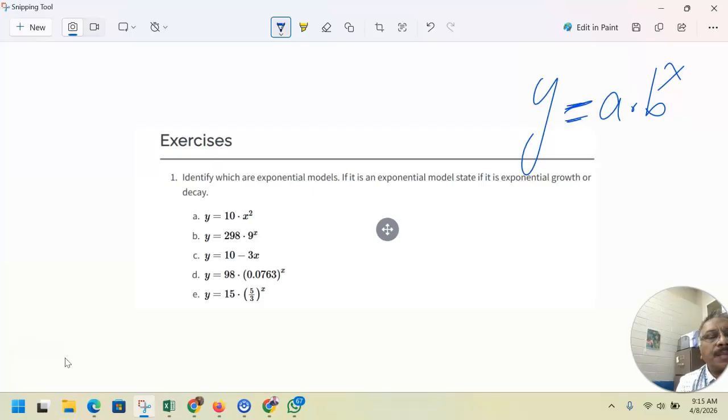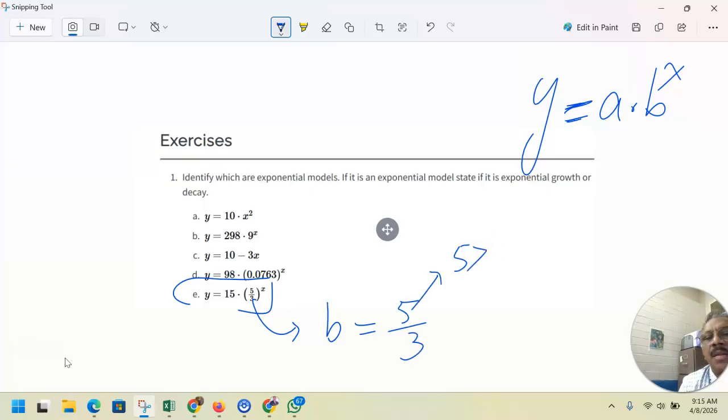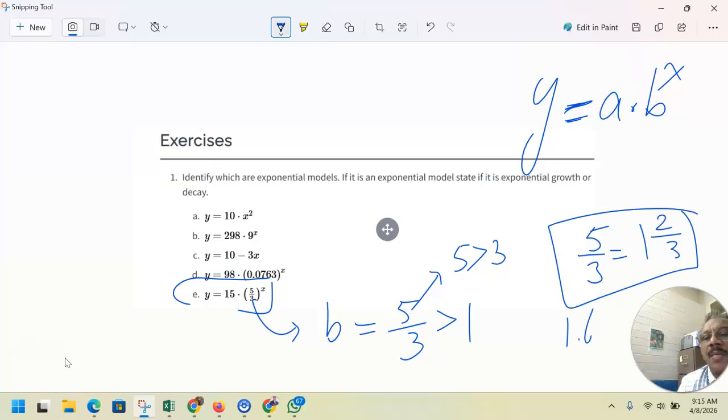So this is an exponential function or equation, and the b here is 5 over 3. You can see that for 5 over 3, the numerator is bigger than the denominator, and therefore this is greater than 1. When you write 5 over 3 as a mixed fraction it is 1 and 2/3, or also 1.666666. So this is called a growth factor.